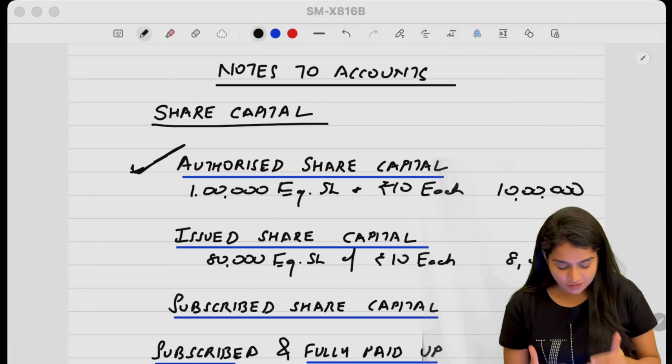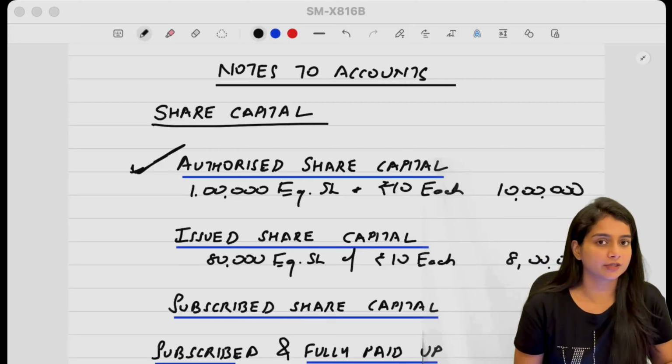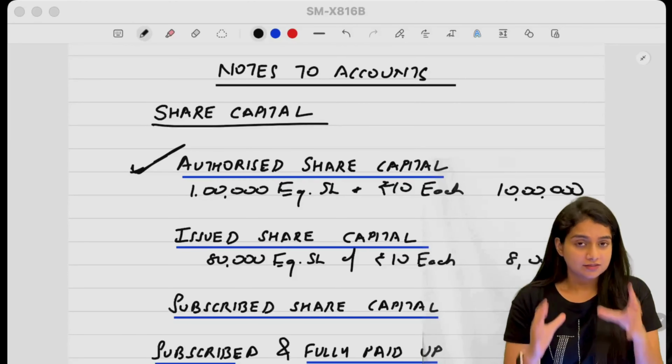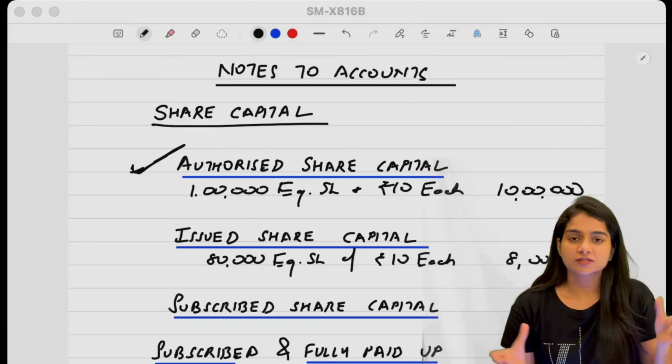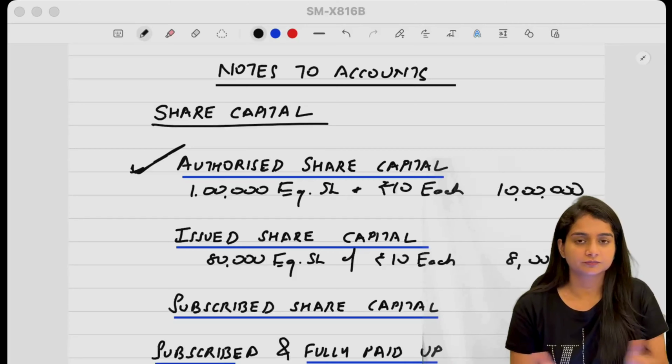Then we also have subscribed and fully paid up, subscribed but not fully paid up. We will talk about this in detail in our crash course, which starts on 13th of December.